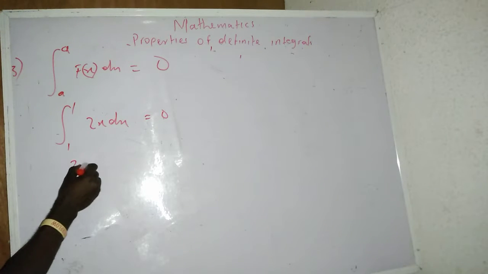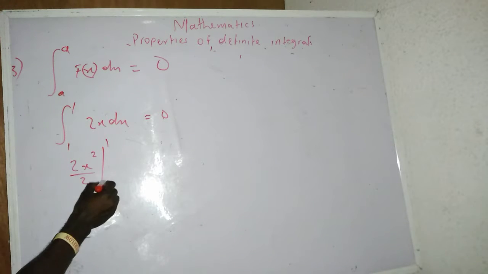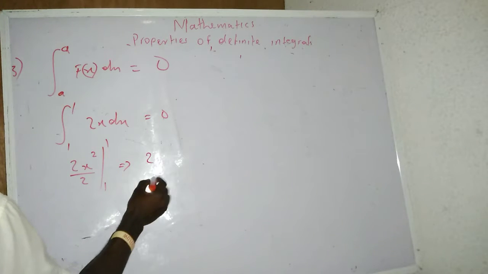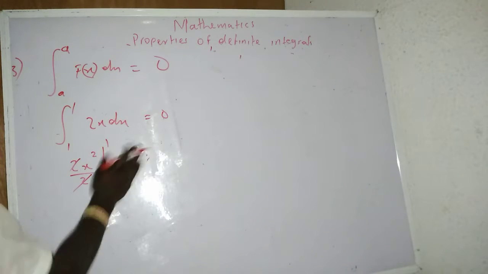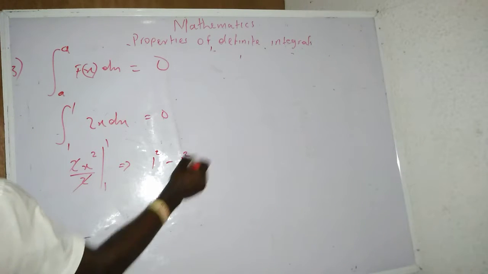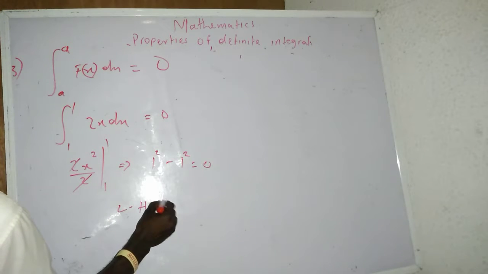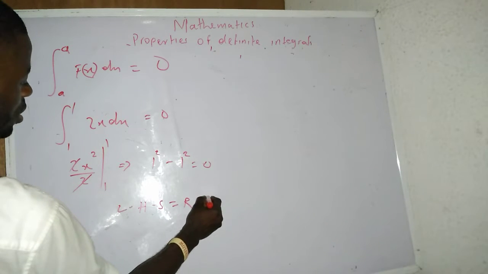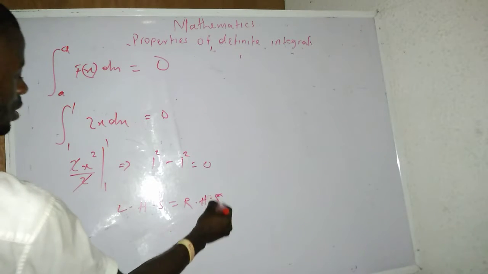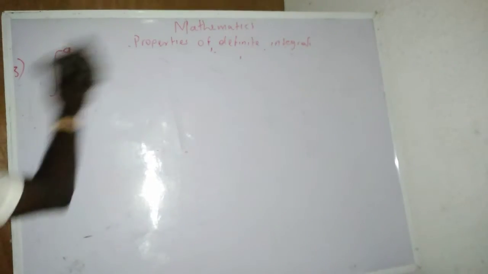Now, I have 2x squared all over 2, from 1 to 1, which also implies we cancel 2. Now, I have 2, we cancel 2. 1 squared minus 1 squared, which is 1 minus 1 is equals to 0. LHS is equals to RHS. That is proof. Now, number 3. Okay, number 4.